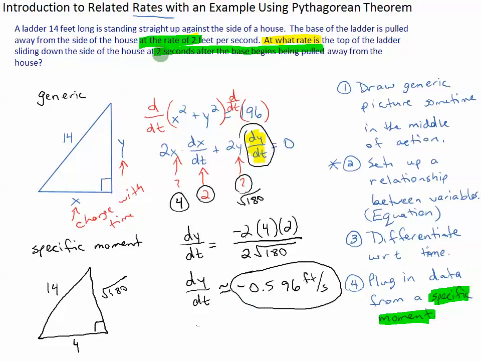So at 2 seconds after the base begins being pulled away, at that moment in time, this specific moment, the top of the ladder is sliding down the wall at this rate, negative 0.596 feet per second. And the further away x gets, the vertical change in rate is going to be different than this. So the rate of change of y is going to be changing. So that's why it's very important to look at this specific moment in time. And that is an introduction to related rates, using this Pythagorean theorem problem as an example of how to do it.